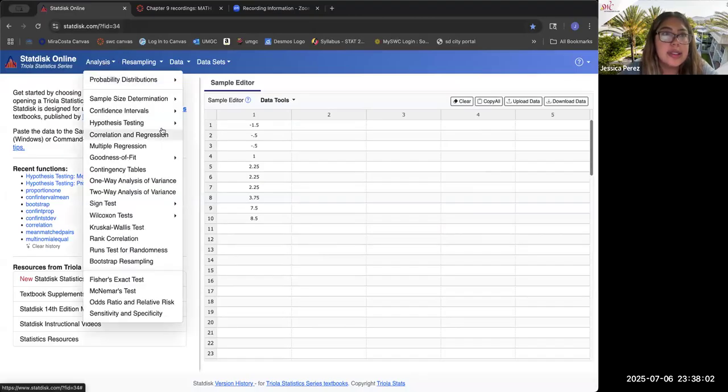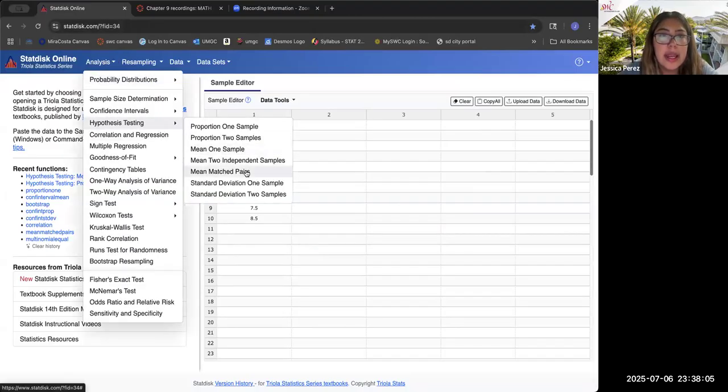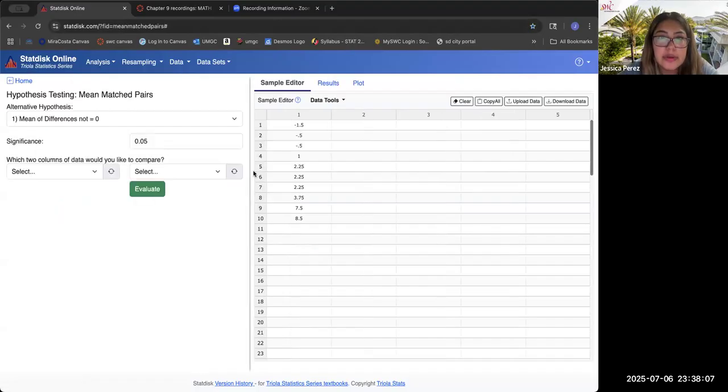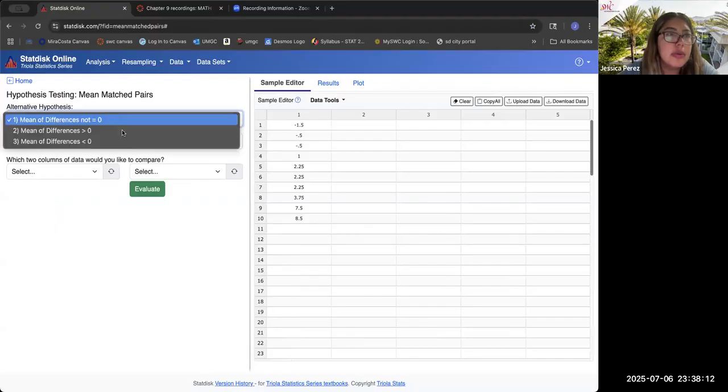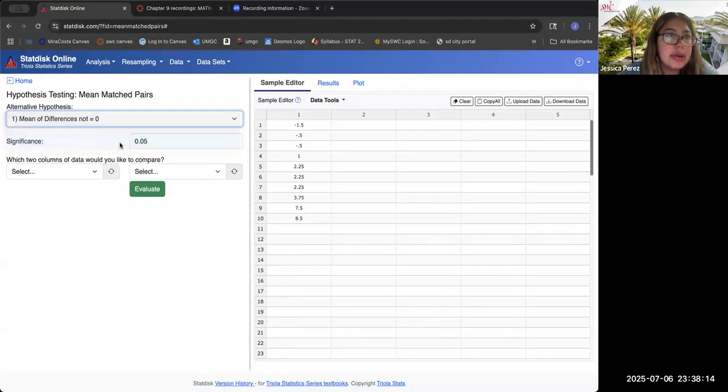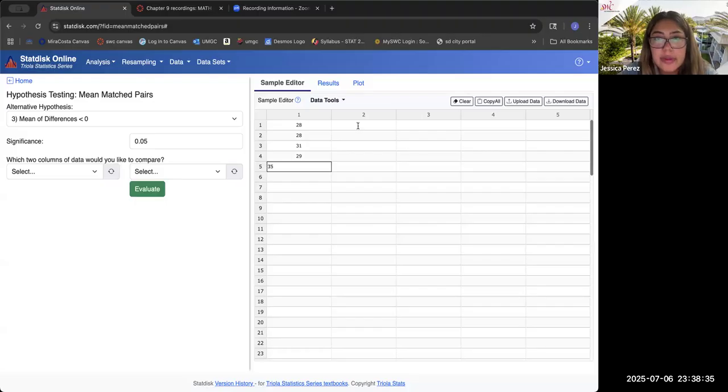You're going to go into analysis, hypothesis testing, and then mean matched pairs. And then you're going to go, the mean is less than 0. And then we are going to give you the significance. And then here you're actually going to put in the two data values. So we're going to put in the first 28. This is the female, the actress, 31 in a table, 29, and 35.